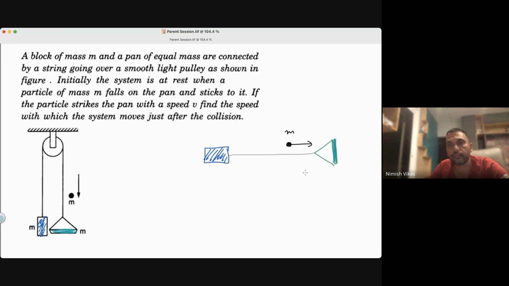Okay, so I'll just write, the initial momentum is how much? Initial momentum is m into what's the velocity? V. Okay, so m into V is the initial momentum. Any other momentum, guys? Any other momentum? The pulley just changes the direction of the force. Nothing else happens over here.